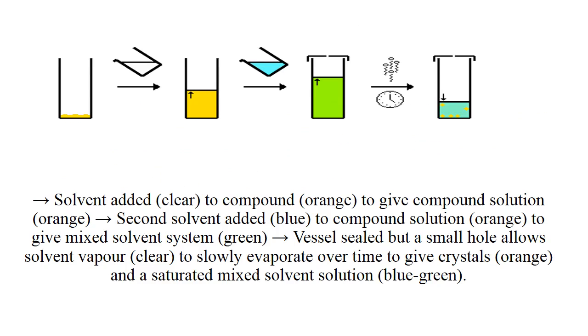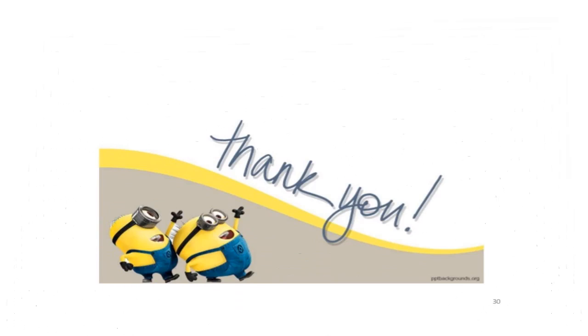This is the process, which is again shown. We have clear solvent and orange compound, and we will get an orange colored solution. And second, the blue solvent, when added to the orange, will become green. Again, the vessel is sealed and a small hole is present on the lid, which allows the volatile solvent vapors to evaporate, and a saturated mixed solvent which is blue-green is obtained. Thank you.